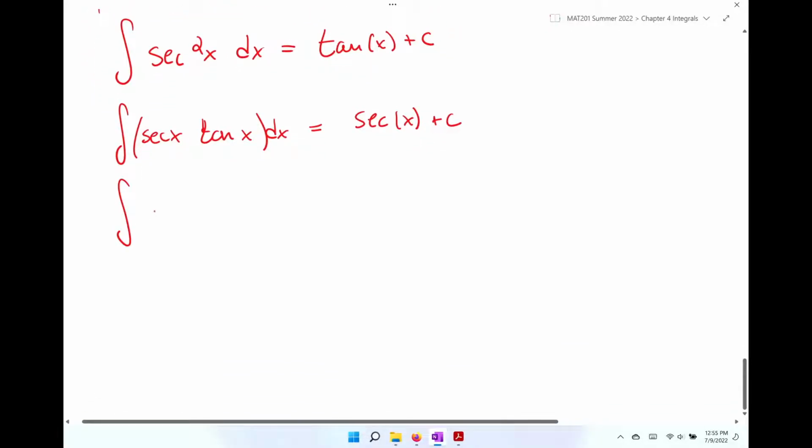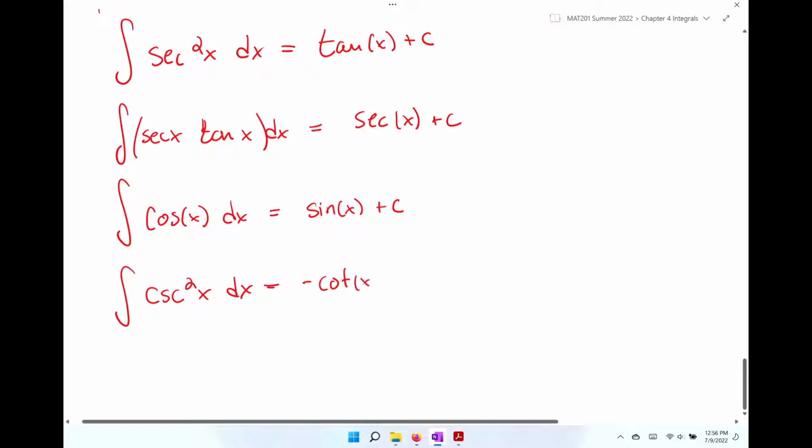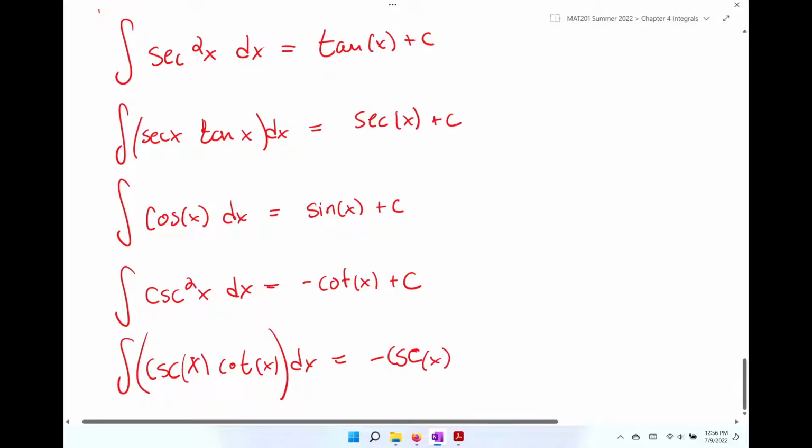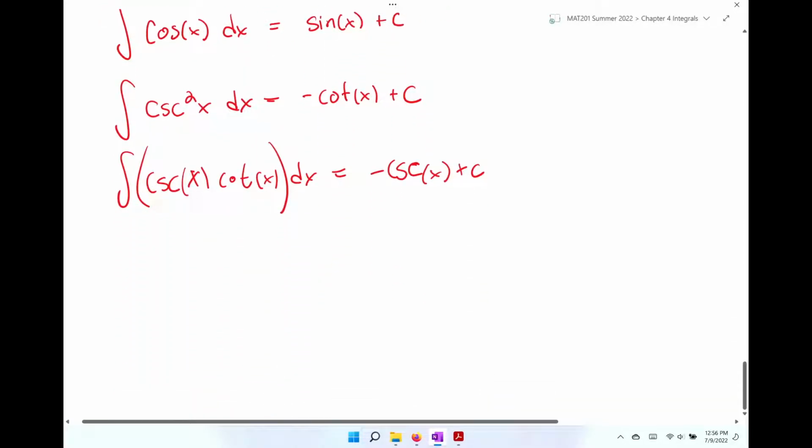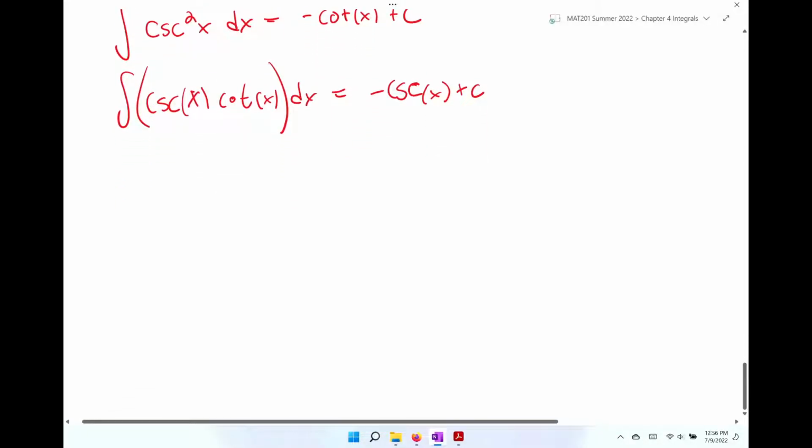The integral of cosine is equal to sine plus an arbitrary constant. The integral of cosecant squared x is equal to negative cotangent. And finally, the integral of cosecant x cotangent x dx, let me put these in parentheses, is going to equal negative cosecant x plus c.